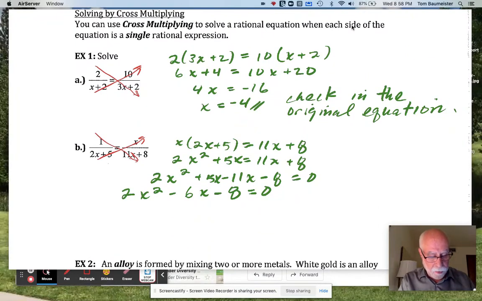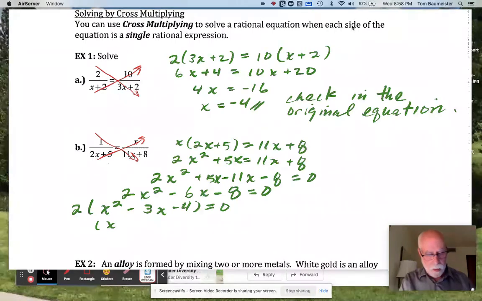Again, we can factor out a 2 there. When I factor out the 2, I'll get x squared minus 3x minus 4 is equal to 0. Again, you're going to divide by 2. 0 divided by 2 is 0.